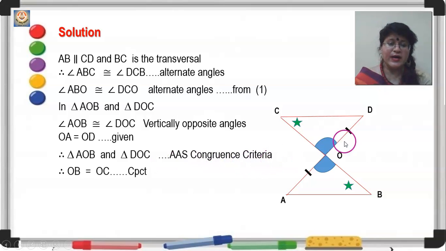And if the two triangles are congruent by AAS congruence rule, you get OB congruent to OC because they are the corresponding parts of congruent triangles. So this is the solution to the homework that I had given to you all in the earlier video lesson. Let us now begin with 7.2 exercise, two questions from that exercise.